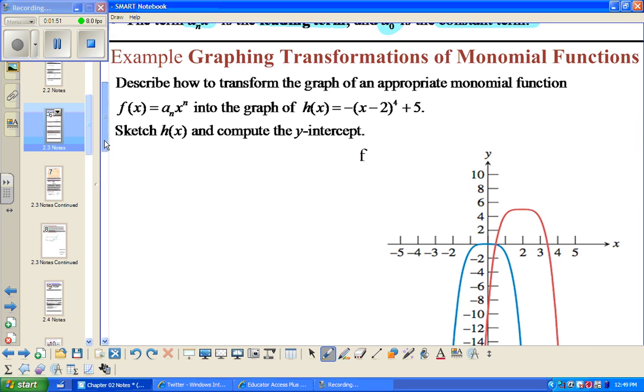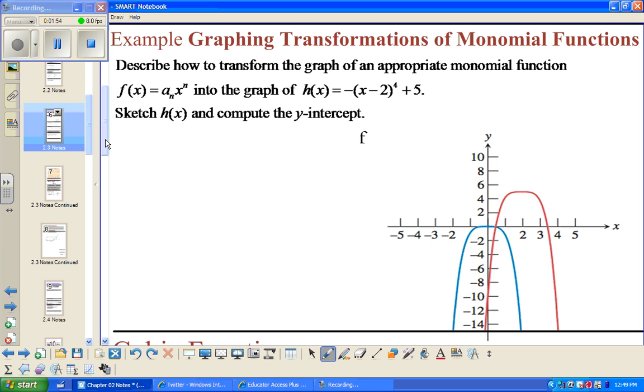What we're going to do now is go through an example of graphing transformations of monomial functions. So basically, I'll read the problem first. Describe how to transform the graph of an appropriate monomial function f of x equals a sub n times x to the n into the graph of h of x equals negative the quantity x minus 2 to the fourth plus 5. We're supposed to sketch and compute the y-intercepts.